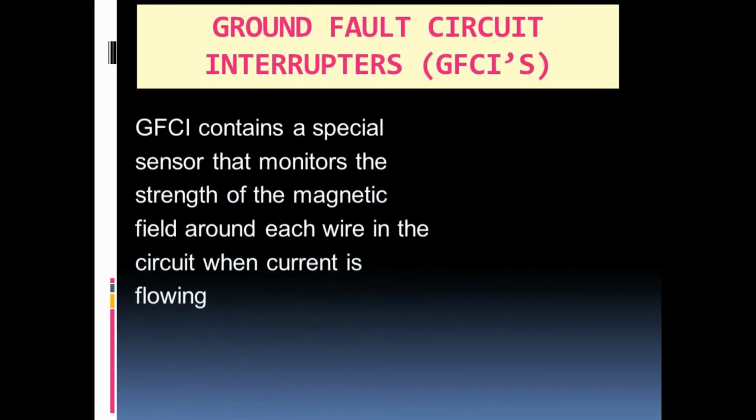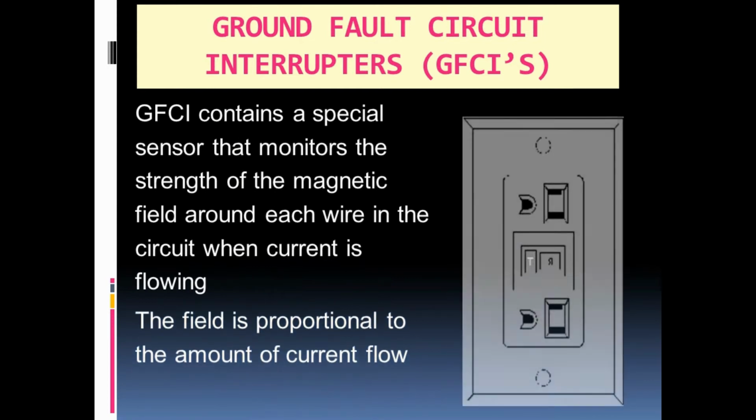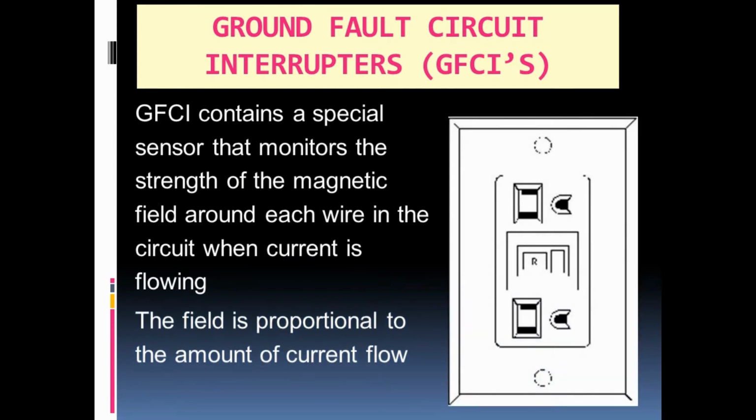Ground fault circuit interrupters, continued. GFCIs contain a special sensor that monitors the strength of the magnetic field around each wire in the circuit when current is flowing. The field is proportional to the amount of current flow. Continuation.